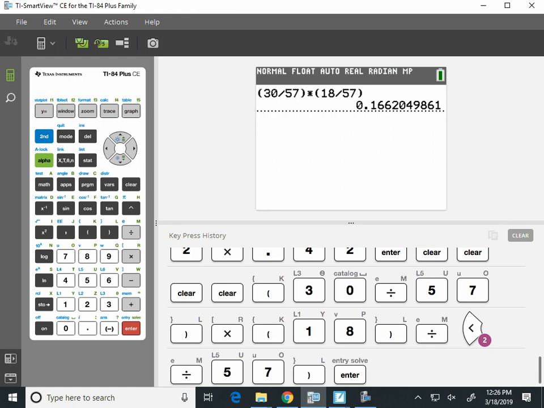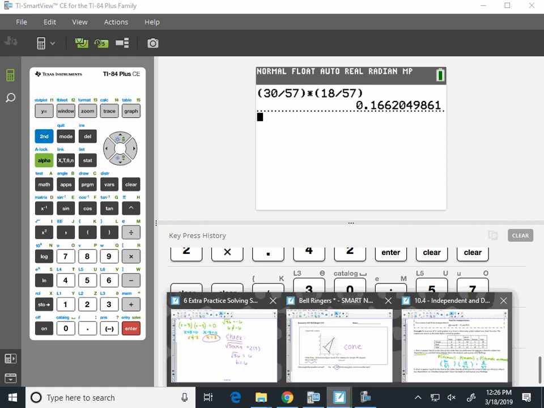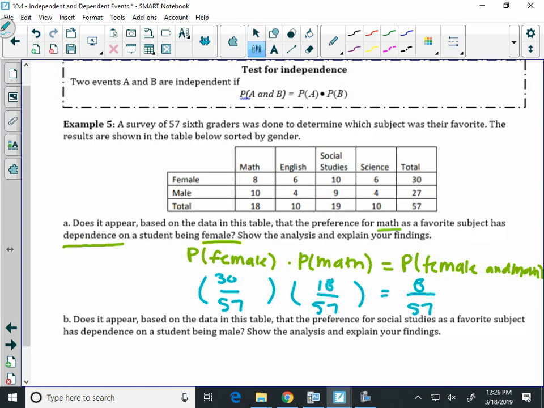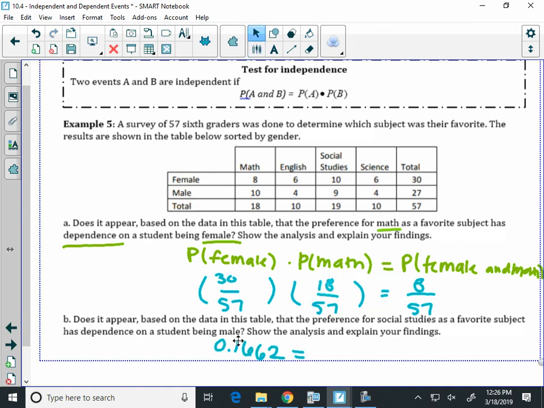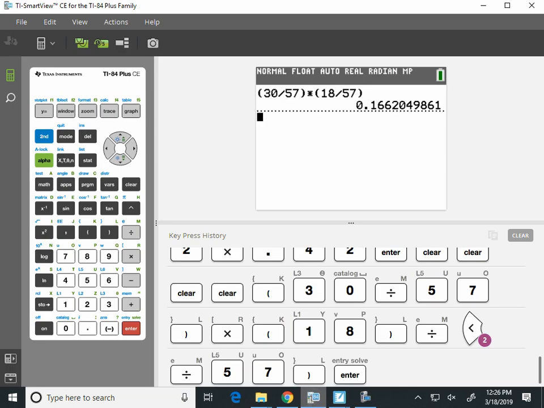We got 0.1662. Okay? So we got, I'm going to write it down here, 0.1662. Now we're going to see what is 8 over 57 as a decimal. So just divide it in your calculator.